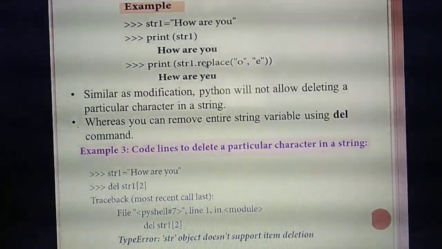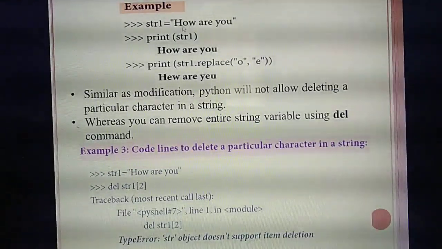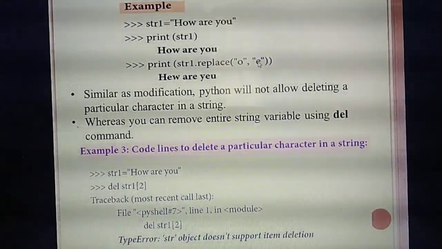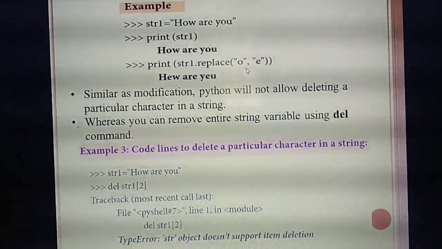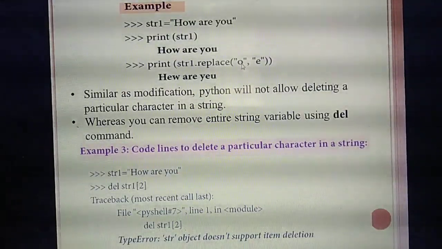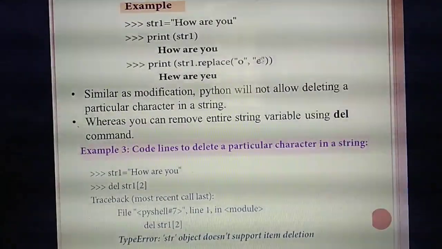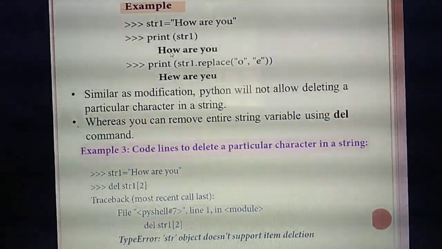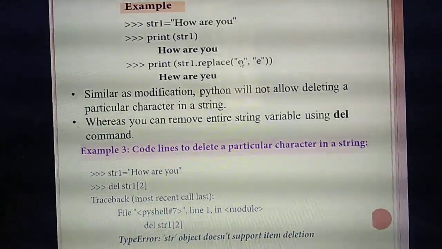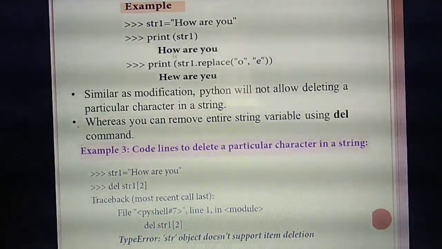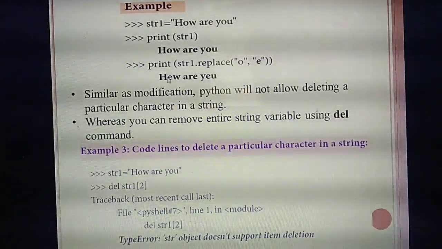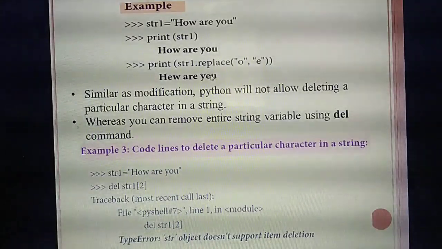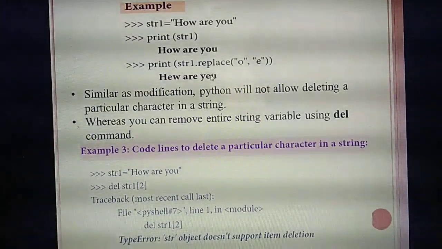So what is the syntax for replace? In the same string, in the place of O, I need to replace E. So replace(character1, character2): the first character is replaced with the second character. What output will you get? See this: in whichever places O is there, E will be displayed. In "how are you", in the place of O, E is there. Understand? So this is the replace function.